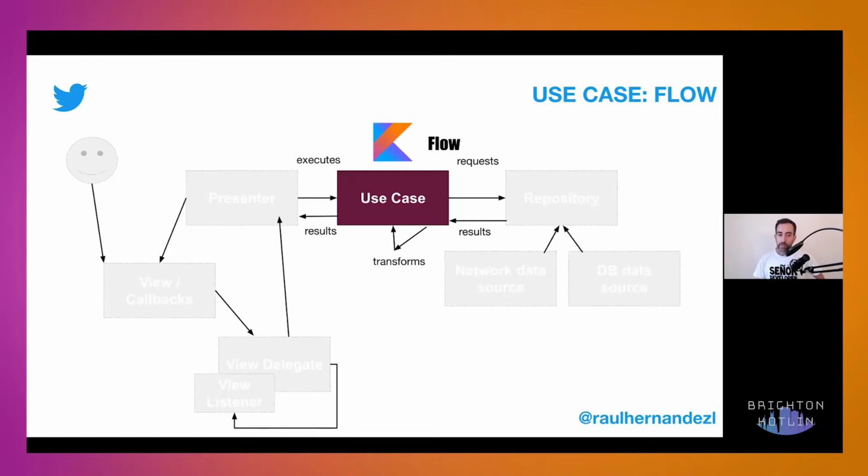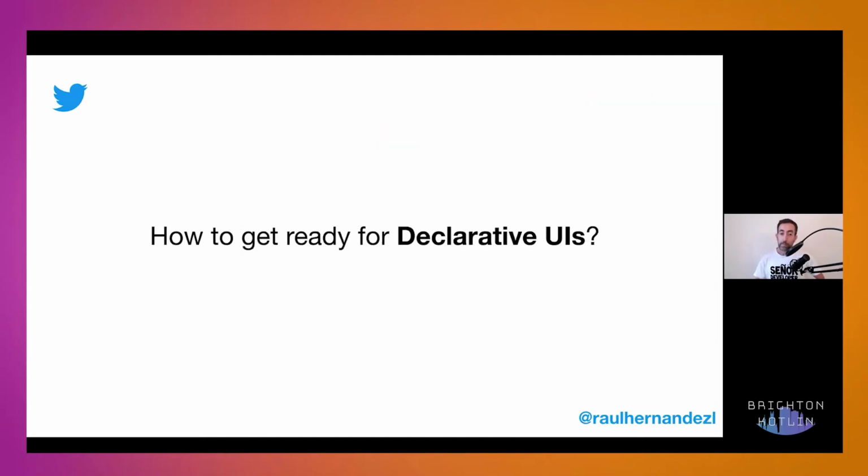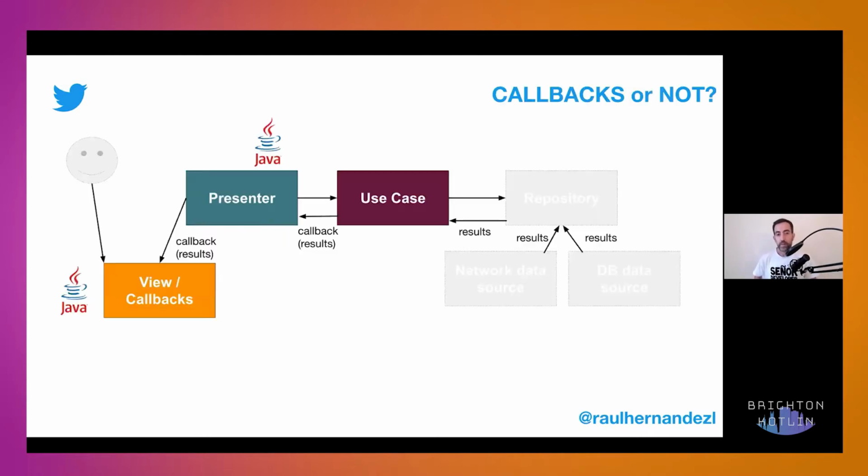Then the use case is going to transform anything that comes from the other inner layers and then collect the results back to emit or expose these to the other entities like the presenter. And that's basically it. But then how do we get ready for declarative UIs? That's the main question we are trying to solve today.